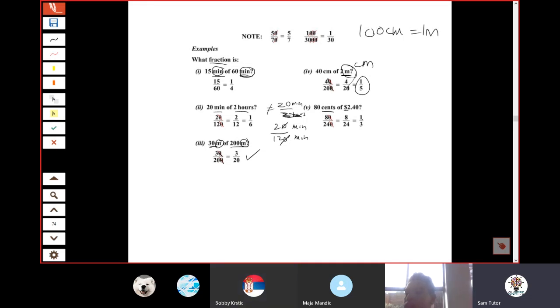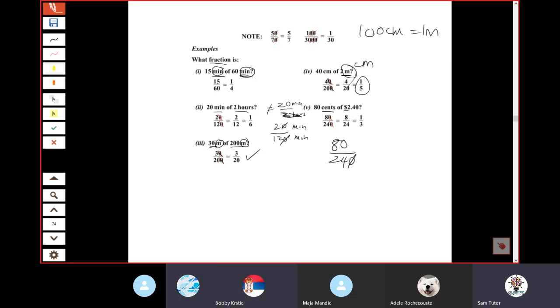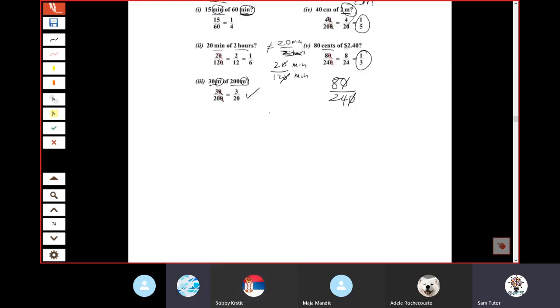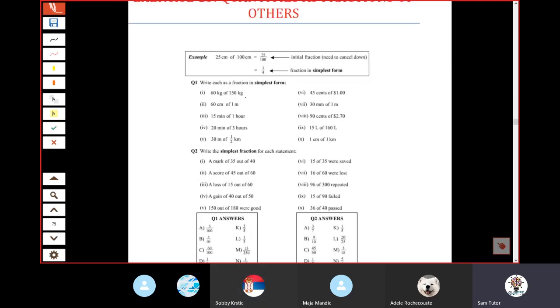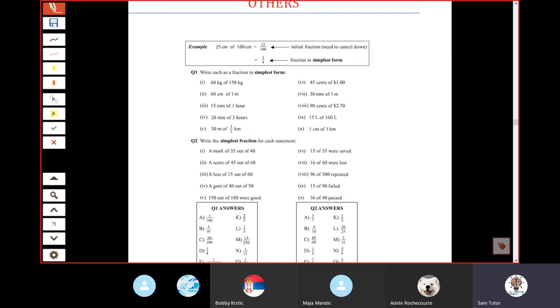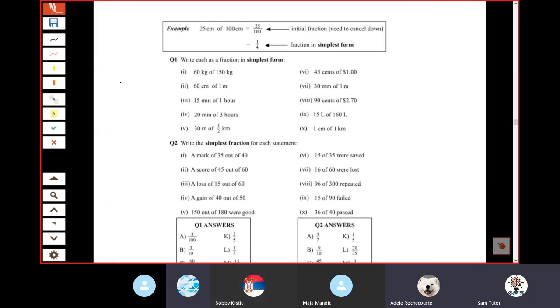Same thing with this one. This one says cents, this is in dollars, you're not allowed to do that, so we make it 80 cents over 240 cents instead of $2.40. Cross out the 0, and then divide by 8, becomes 1 over 3. Any questions for those? No. Okay, if not, let's start with the first 3, please. I'll give you maybe a minute or 2 to write them down and see if you can do it yourself before I get to it.